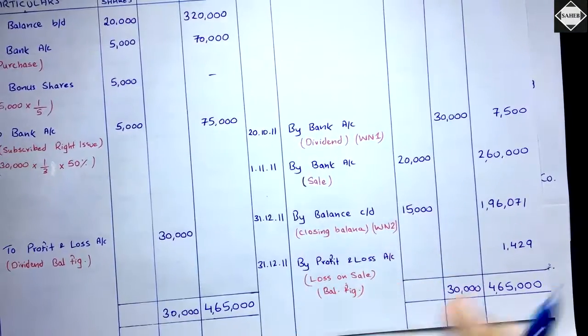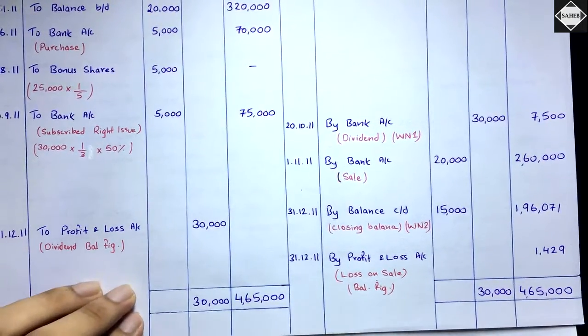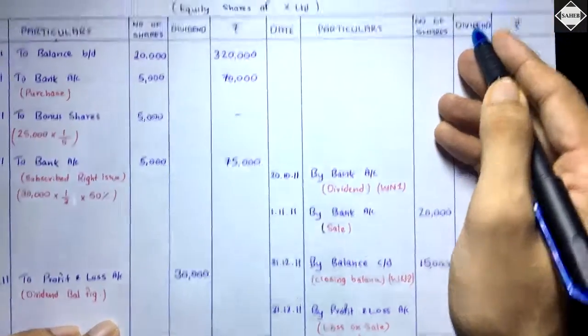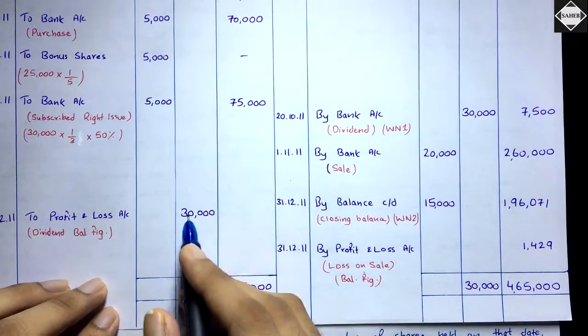So that's the balancing figure, I mean the closing balance. And then what you have to do? Find out the balancing figure. Simple. Now first do the dividend column. In the dividend we only have this 30,000, nothing else, right? So 30,000 on both the sides, and it will go to profit and loss.